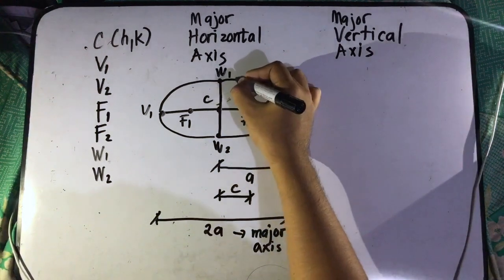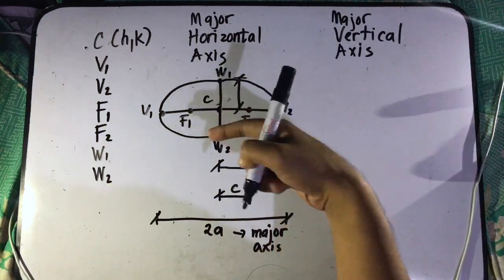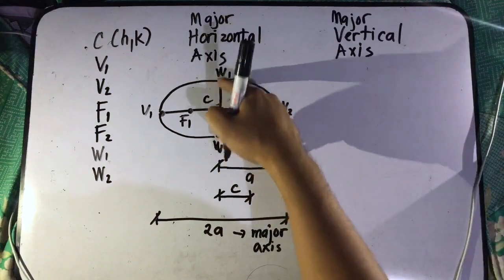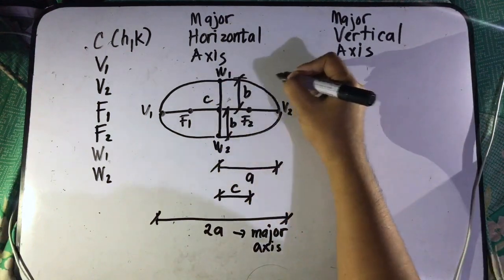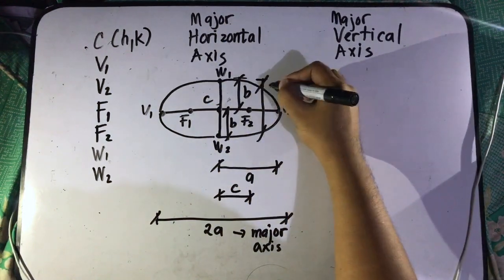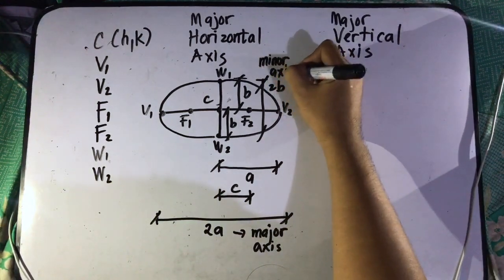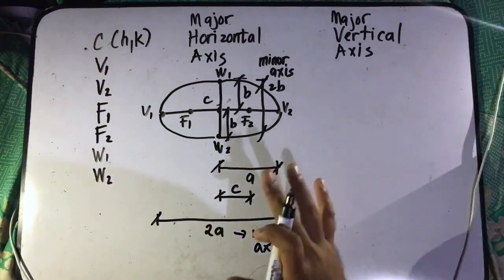Okay, so ano naman tawag natin dito? Ang tawag naman natin dito is co-vertex. And it has a length of B. So, from the center up to this point, and up to this point, it is called B. So, ibig sabihin, yun na ay 2B. And we call that as the minor axis. Okay, is this clear? Okay, next.